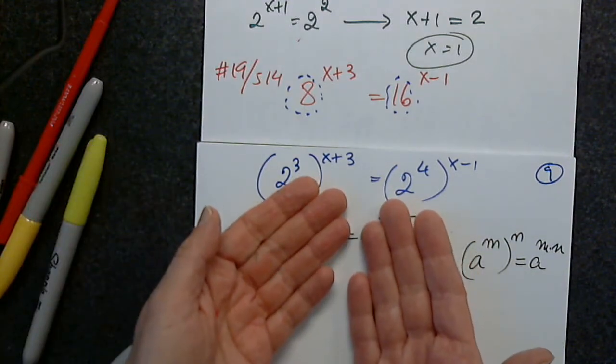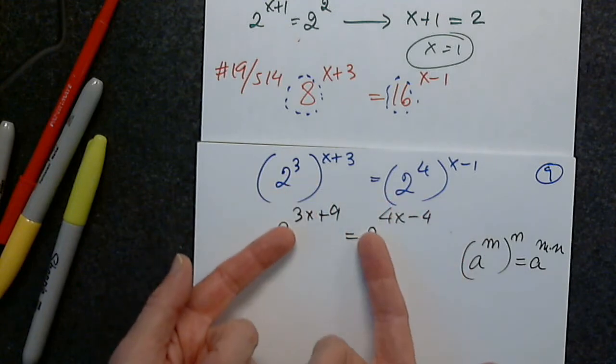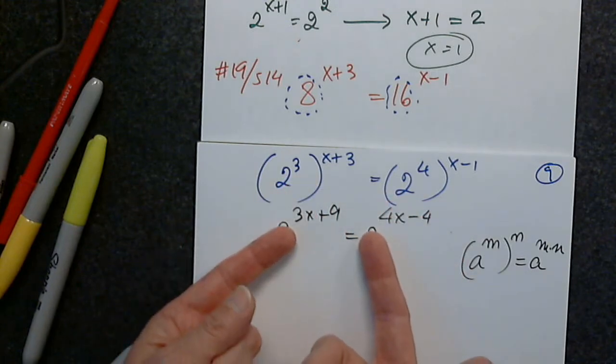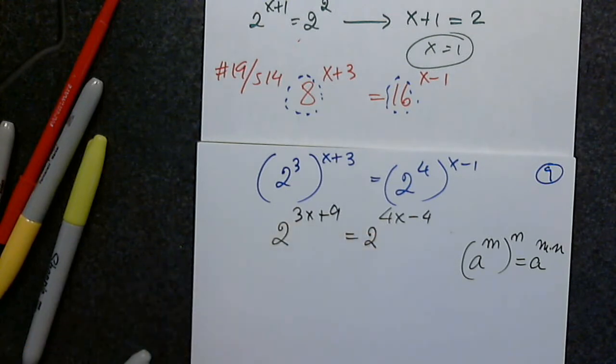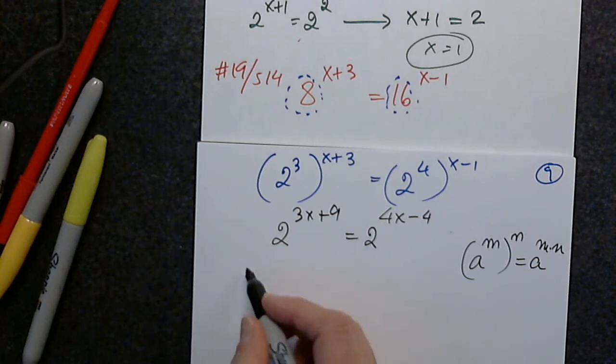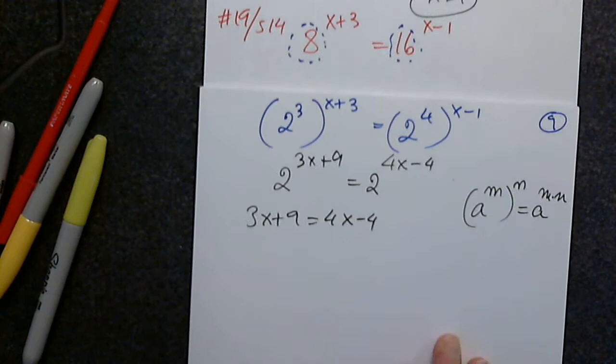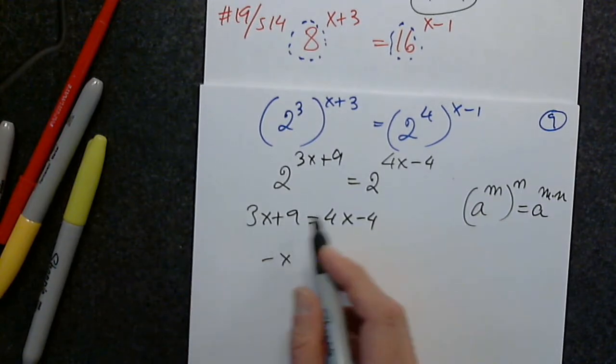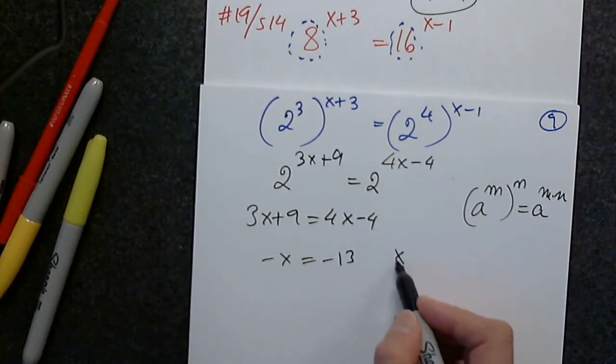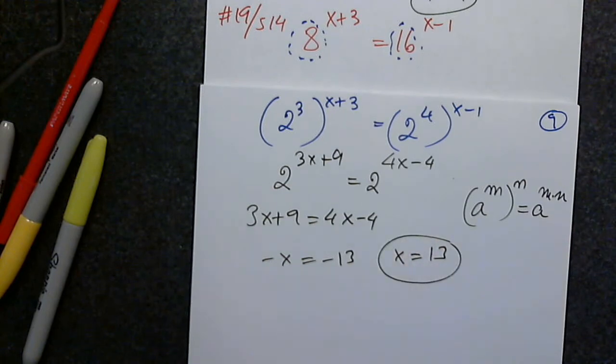Two numbers are equal and they have the same base. What must happen? The exponents must be equal to each other. So 3x plus 9 must equal 4x minus 4. I subtract 4x, I subtract 9, divide by -1 or multiply by -1, and I got the solution.